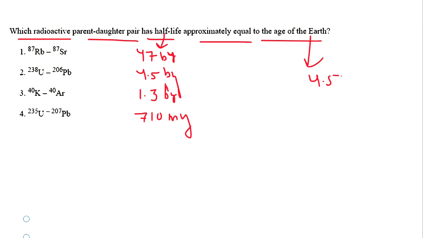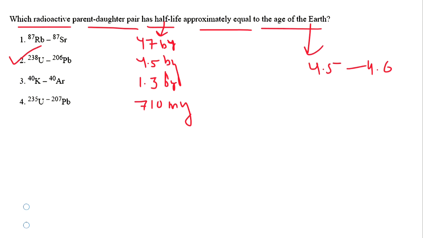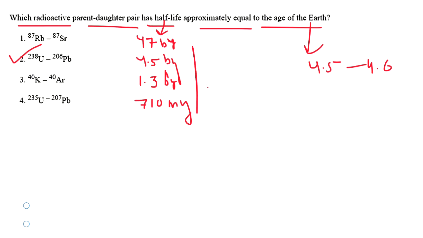Okay, so as we know, the age of Earth is approximately 4.5 billion years, and in some books it is written as 4.6. Okay, so our answer is uranium-238 as the parent, and lead-206 as the daughter pair. Okay, we have to remember these things.